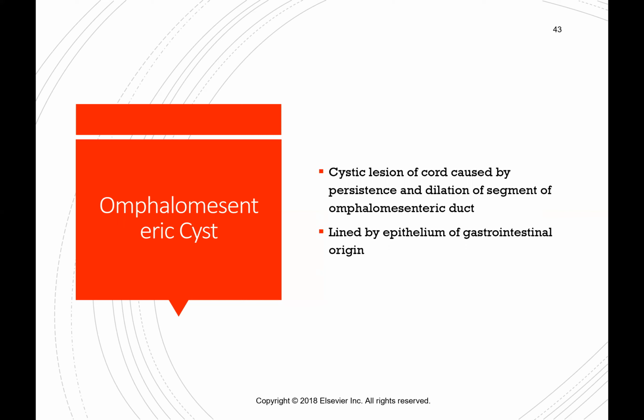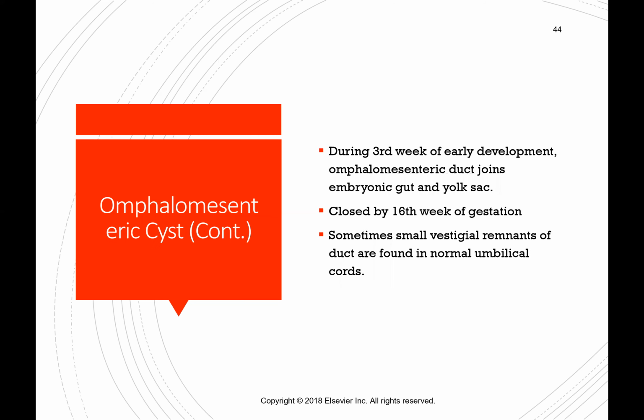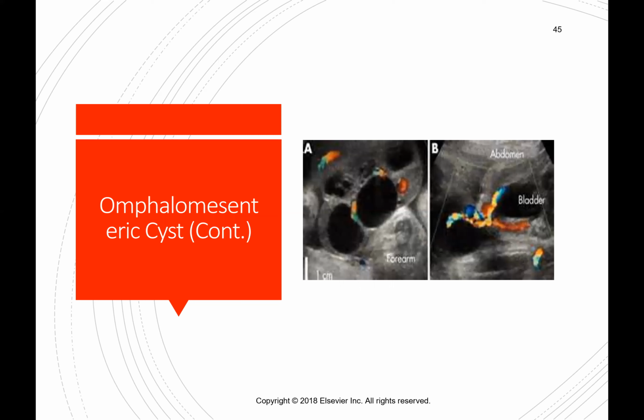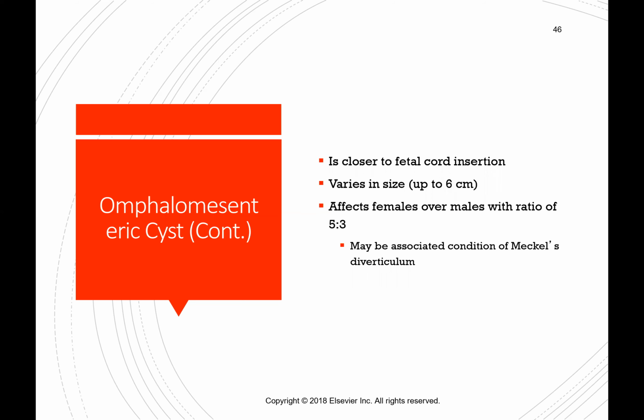Mesenteric cyst is a cystic lesion of the cord caused by persistence or dilatation of the omphalomesenteric duct, and it's lined by epithelium of the GI organ. Again, it usually is a cyst just right next to the insertion of the cord. It's closer to the fetal cord insertion. Like I said, it varies in size up to 6 centimeters and it affects females over males.